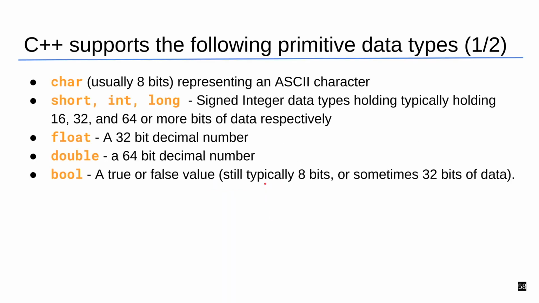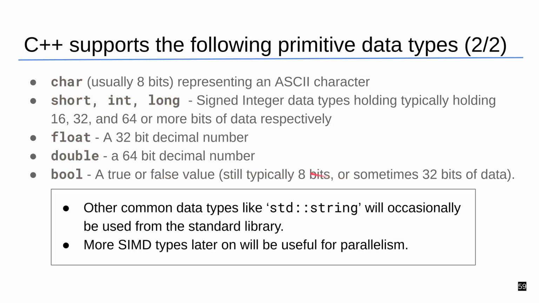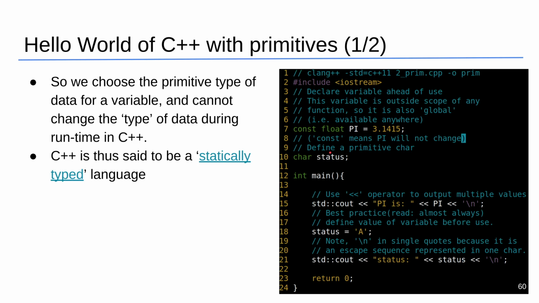Okay, so C++, very briefly, supports the following primitive data types. Many of these you've probably seen in Java or Python, depending on what kind of data you want to represent: characters, integer types, floating points, booleans, etc. Okay. There's other data types like string, which we'll occasionally use, and there's more advanced data types that let you do things in parallel that you can also take advantage of.